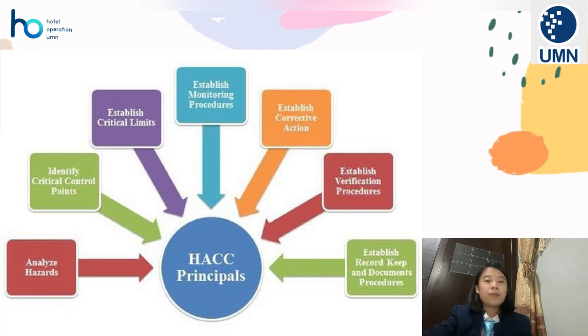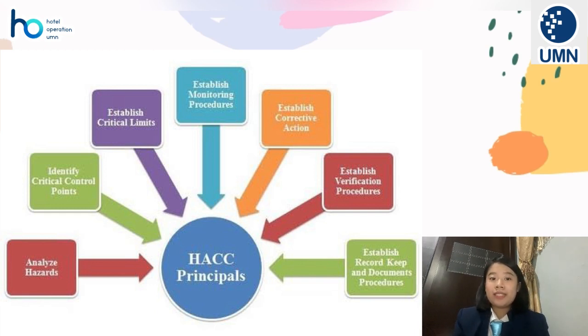Second is determining the critical control point, or CCP. A point, stage, or procedure at which a food-related hazard can be avoided, eliminated, or reduced to an acceptable or safe point. There are 2 critical control points: critical control point 1 is a point where the hazard can be eliminated, and critical control point 2 is where the dangers can be reduced.